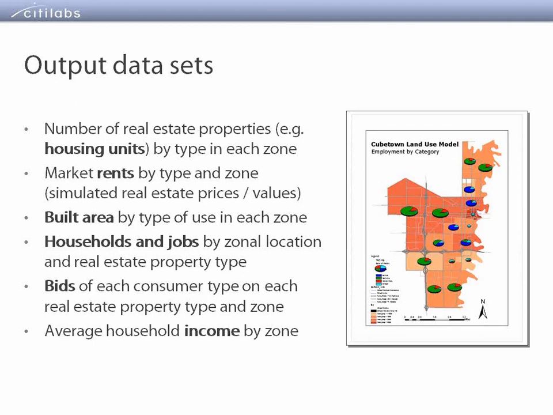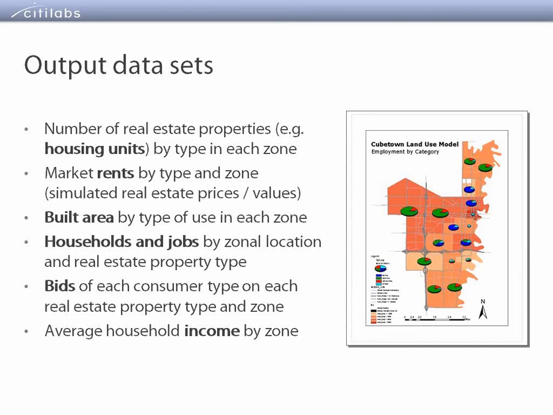So the output data sets, whether or not you understand everything that's going on inside the model, you can understand what it gives you. And that includes things like the number of real estate properties, i.e. housing units, by type in each zone, market rents for each type of housing unit by type and zone, which are a kind of simulated real estate price or property value, if you wish. It gives you some ability to measure the economic impacts of our land use and transportation policies, actually, and look at things like housing affordability and jobs housing balance.